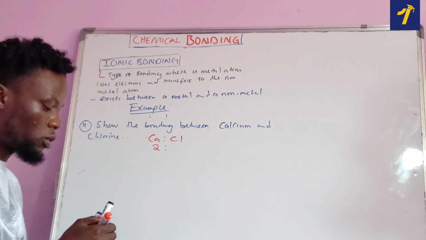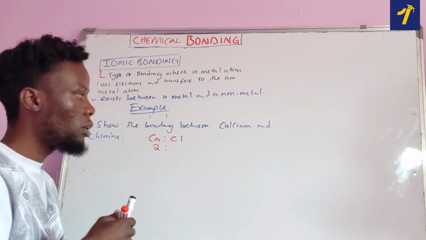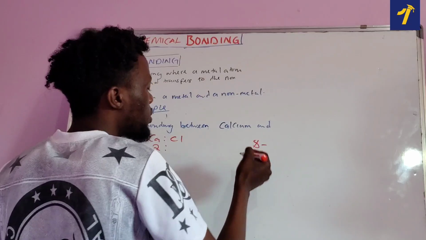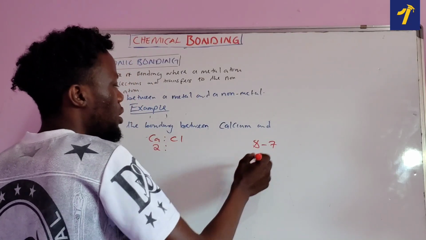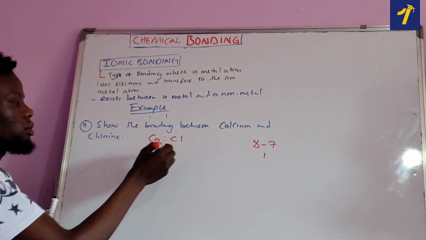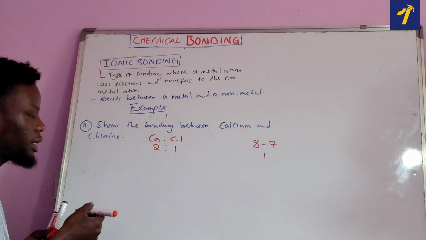What did we say for group 7, or for groups starting from 5 going above? We are going to say 8 minus group number. The group number for chlorine is 7, so the valence number is 1 if you subtract. So chlorine is going to have 1 valence number. Okay, so what are you going to say?